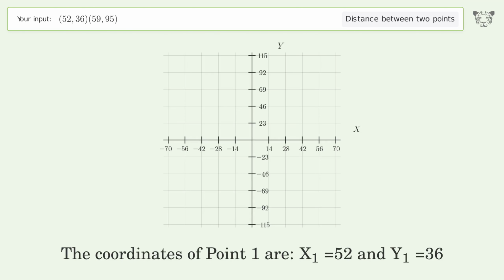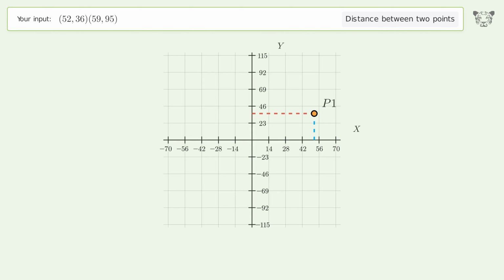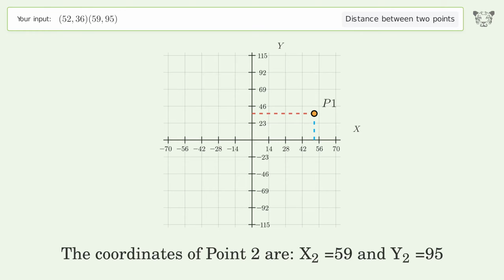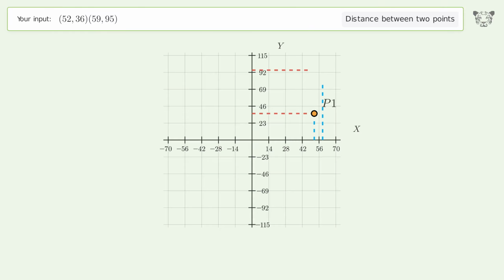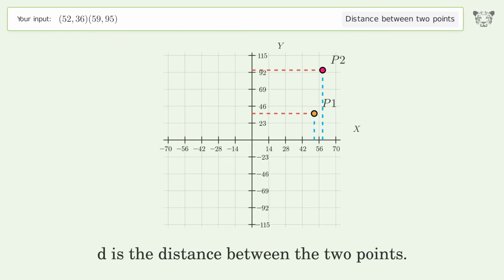The coordinates of point 1 are x1 equals 52 and y1 equals 36. The coordinates of point 2 are x2 equals 59 and y2 equals 95. D is the distance between the 2 points.